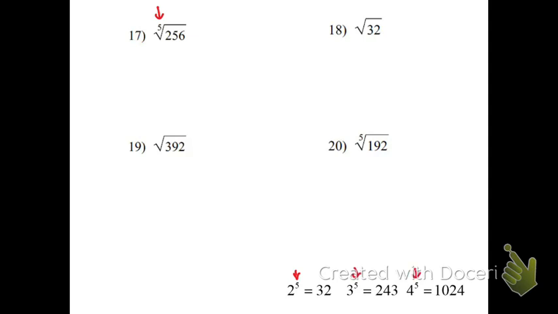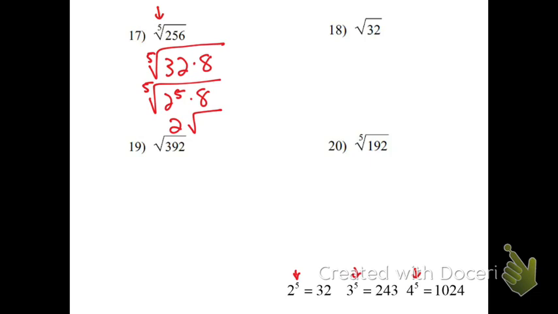And let's see here. 256. That's going to be the same thing as, I'm assuming 32 goes into it, and it goes into it 8 times. All right, so since 32 is the same thing as 2 to the 5th, this will be 2, and then the 5th root. You can't do anything with the 8 since it's the 5th root of 8 right there.